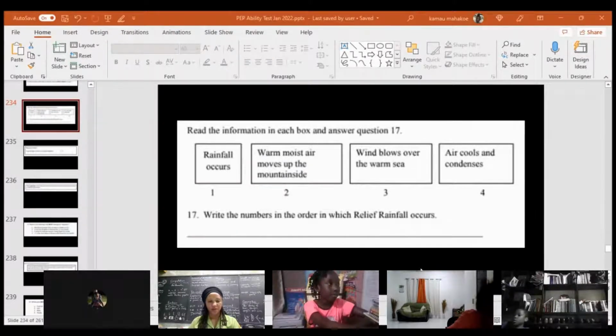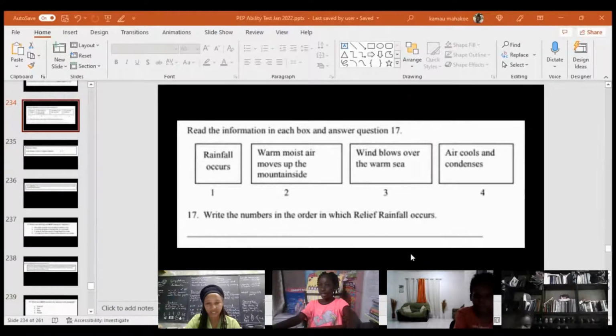All right, so we're to write the numbers in the order in which the relief rainfall occurs. Relief rainfall has to do with rain that is formed according to the landforms, particularly the mountainous or hilly areas. They affect how much rain an area gets. So in what sequence would these different stages in the relief rainfall process occur?